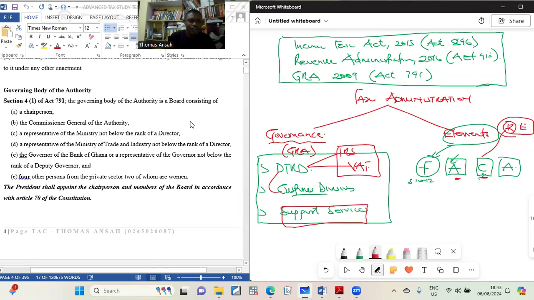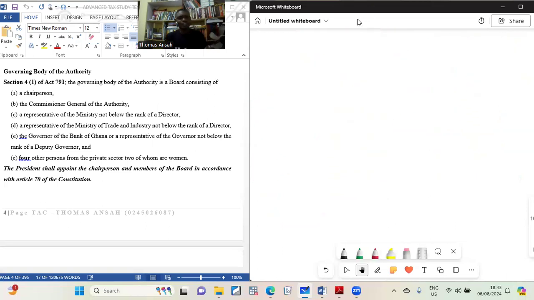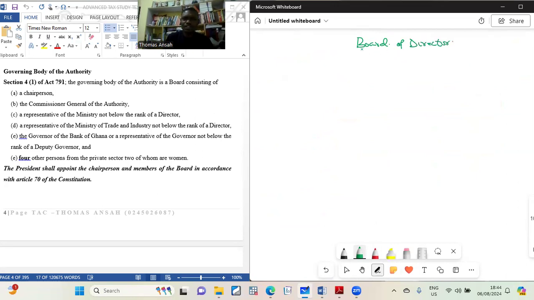So that is the function of GRA. Now we know the functions of GRA and their objective, but what is the governing body of GRA? You need to know this. Recently, issues popped up in Ghana about the Commissioner General and all those things. GRA is actually run by a board. The last chairman we had was Professor Adai. The new chairman, I think I have forgotten about him a little, but there is a new chairman. So GRA is actually run by a board.